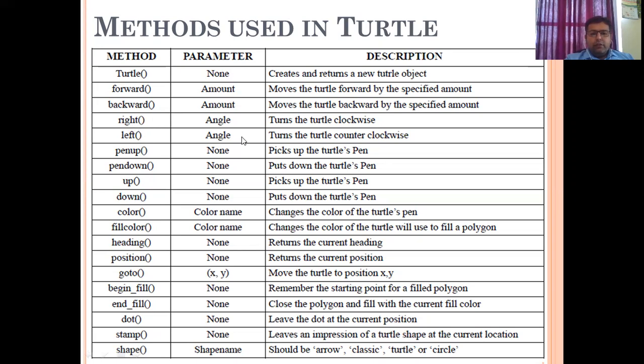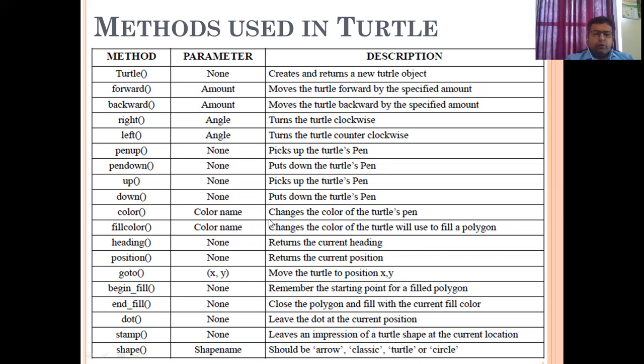Similarly, right and left are the directions. Again, you have to provide the angle value here. Right will turn the turtle clockwise and left will turn the turtle counterclockwise, that is, anti-clockwise. Now pen up and pen down. Pen up picks up the turtle's pen, and pen down puts down the turtle's pen. So first we do pen up and then pen down to draw or write something. These are the two functions.